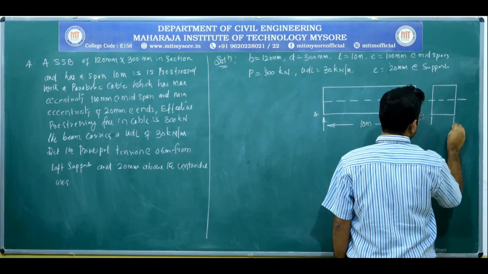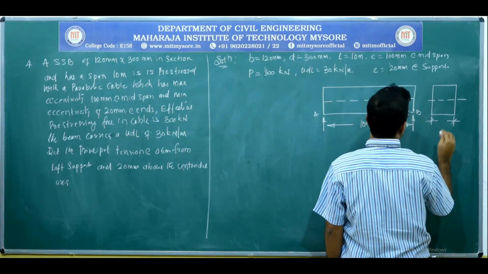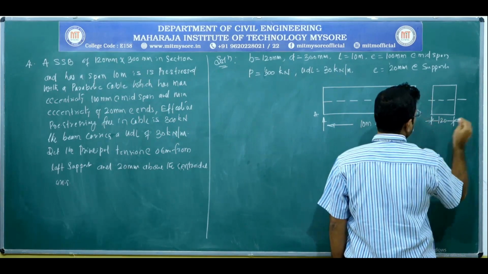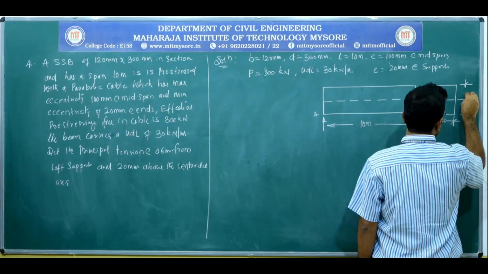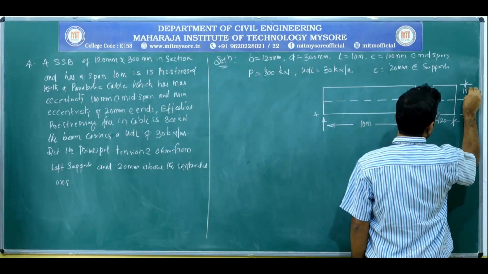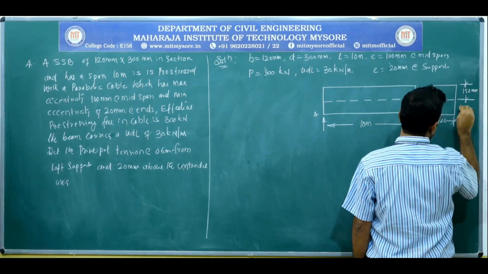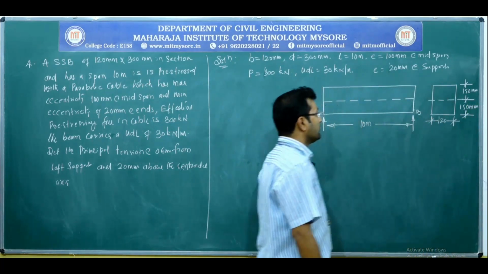Okay. The width of the beam, it is about how much? 120 millimeter. And the depth of the beam, so it is about 300 millimeter. So this will be 150 millimeter and this is also 150 millimeter. Okay.